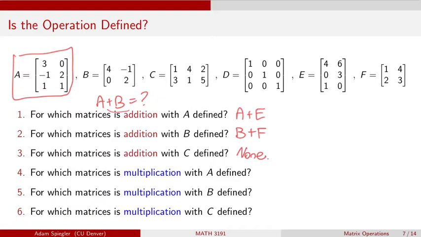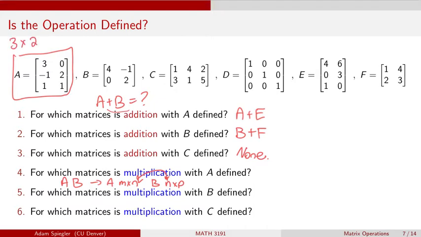When it comes to multiplication, recall we want to make sure that if we're multiplying A times B, that A, which might be M times N, and B, which is N times P, only makes sense if the number of columns of A is equal to the number of rows of the second matrix B. So let's just write out the sizes of each of these matrices.